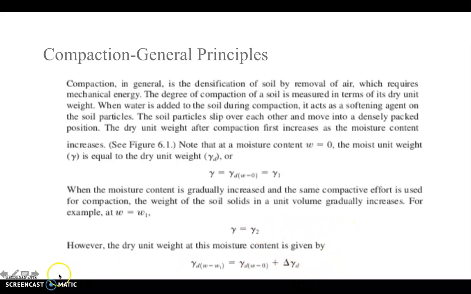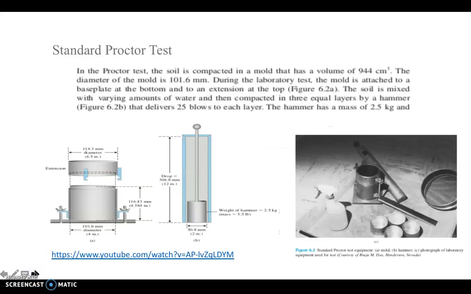So for our compaction, we have the laboratory compaction, which is through the process of the standard Proctor test. When we talk about the Proctor test, the soil is compacted in a mold that has a volume of 944 cubic centimeters, and the diameter of the mold is 101.6 mm. During the laboratory test, the mold is attached to a base plate at the bottom and to an extension at the top. During compaction, you're going to deliver 25 blows to each layer.